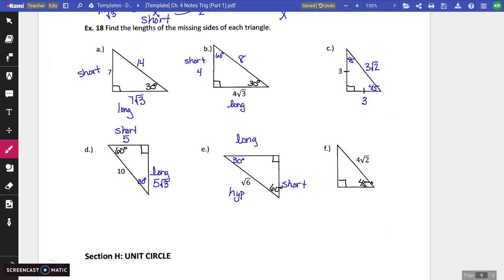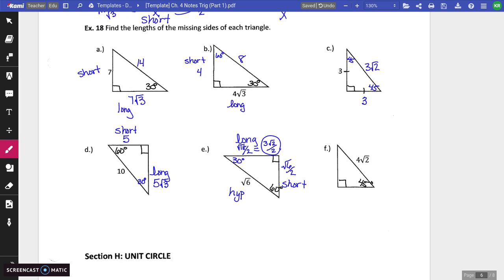Same thing here, even though this is a radical. Root 6 divided by 2, and there's nothing to simplify. Going from short leg to long leg, you multiply by root 3. So the long leg ends up being square root of 18 divided by 2, but square root of 18 can be simplified to 3 root 2 divided by 2, because 18 is 9 times 2, and the square root of 9 is 3.